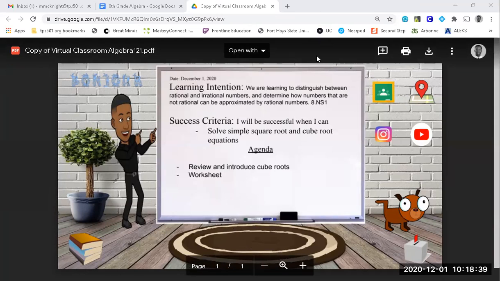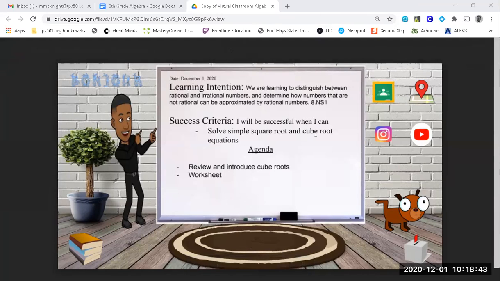I'd love to hear your input as to what you think the inverse of a cube root is. If the inverse of a square root is square, what's the inverse of a cube root? All right, so I'm going to go back and just refresh a little bit.